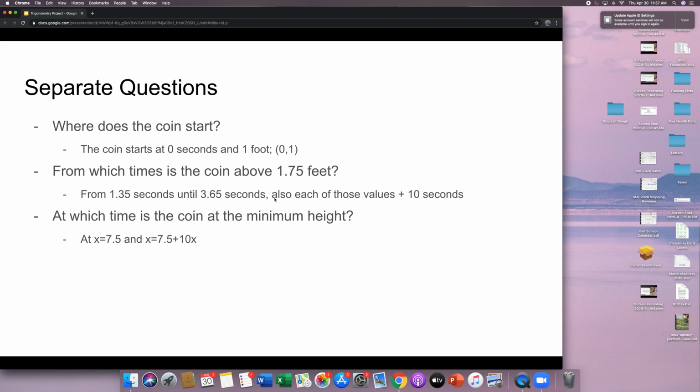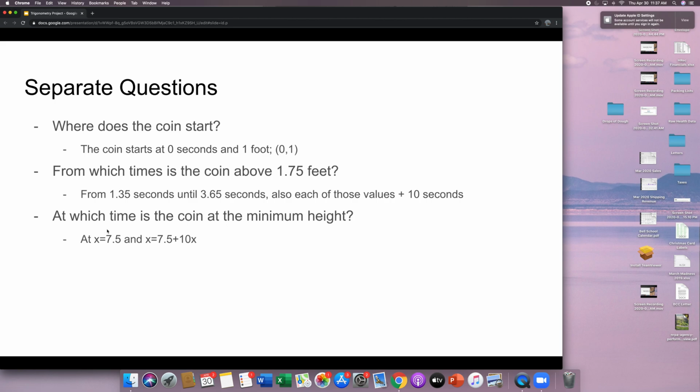From which times is the coin above 1.75 feet? The coin is above 1.75 feet from 1.35 seconds until 1.65 seconds. Also, these values plus 10 seconds as it's on its next cycle. You can find these answers to the questions by either looking on the graph or creating a triangle by creating a unit circle.